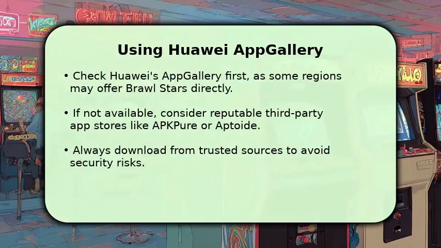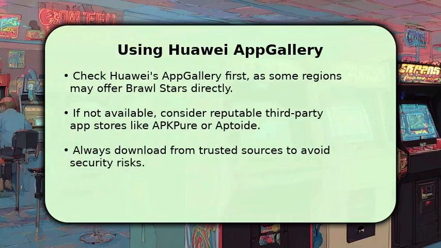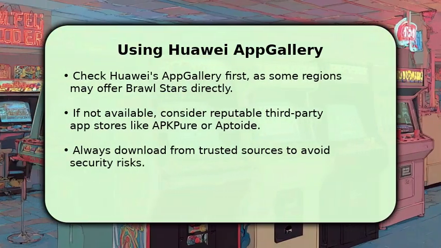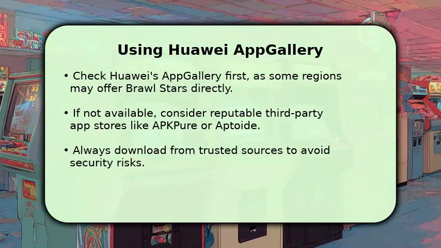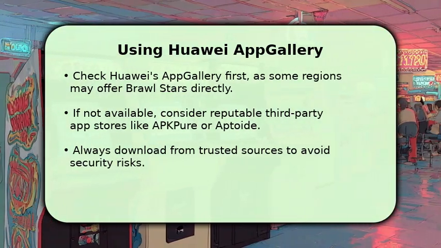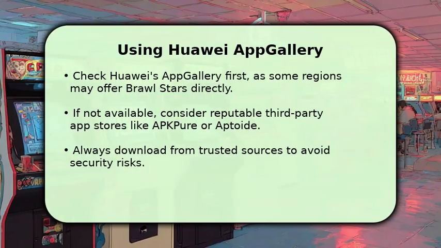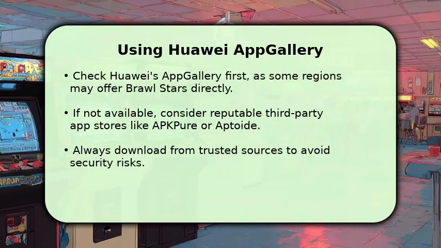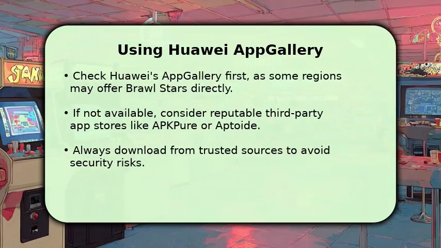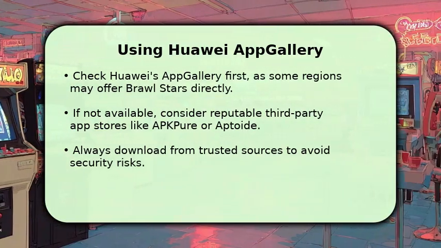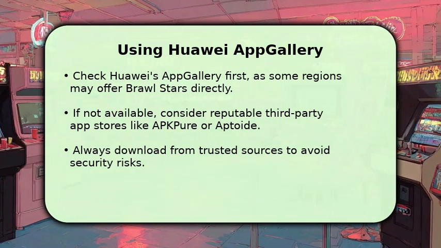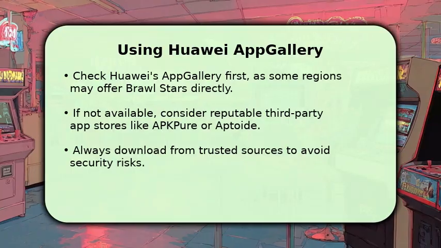First, check Huawei's own app gallery, as Brawl Stars might be available there in certain regions. If it's not, reputable third-party app stores like APK Pure or Aptoide are excellent alternatives. When using these, always prioritize downloading from trusted and well-known sources to protect your device from potential security vulnerabilities. Exercise caution and verify the legitimacy of the App Store before proceeding with any downloads.